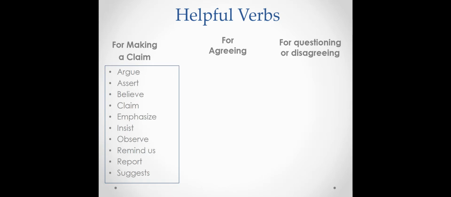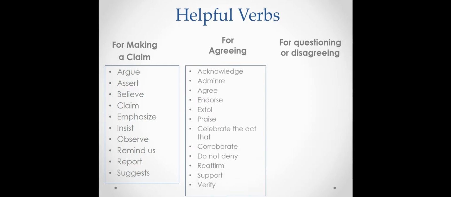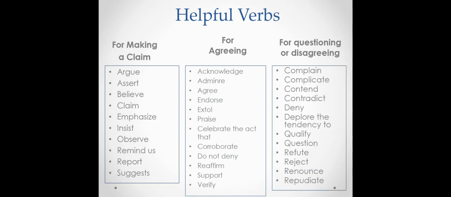Continuing on with our helpful verbs. When you're making a claim, and that's what you're going to be doing, these are your words: argues, believes, insists, observes, reports, suggests. When you're agreeing: acknowledges, agrees if you want, praises, corroborates, reaffirms, supports, verifies. And when you're questioning or disagreeing, so if you're trying to go for that unicorn point and you want to contradict and back it up, the author complains, contends, qualifies, questions, renounces, rejects. These are all things that you can use.